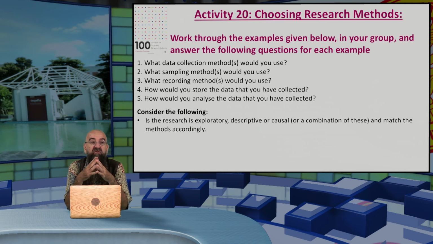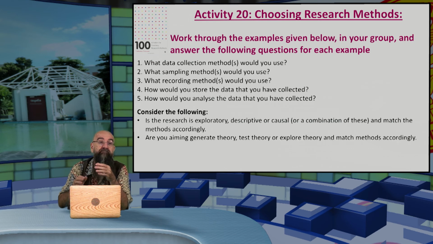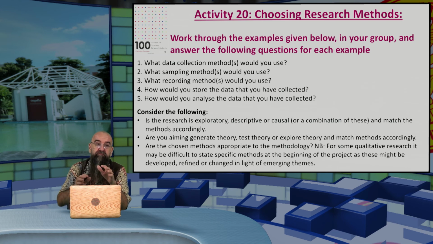Is the research exploratory, descriptive or causal? And match these with the methods. Now, most ethnographic research is descriptive and exploratory, mostly descriptive. Are you aiming to generate theory or test theory? Again, most ethnographic research projects primarily are descriptive, they're naturalistic, they are qualitative, and they aim to generate theory.